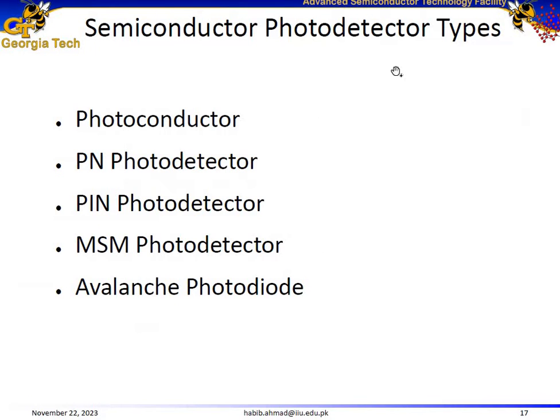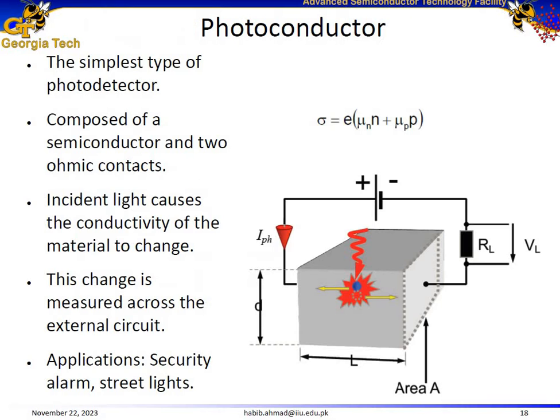Now let us talk about semiconductor photodetector types. The different types of photodetectors are photoconductor, PN photodetector, PIN photodetector, metal semiconductor metal photodetector, and avalanche photodiode. Let's talk about each one of them one by one. In a photoconductor, we have a semiconductor and two ohmic contacts connected to an external battery and to a resistance or to a load.